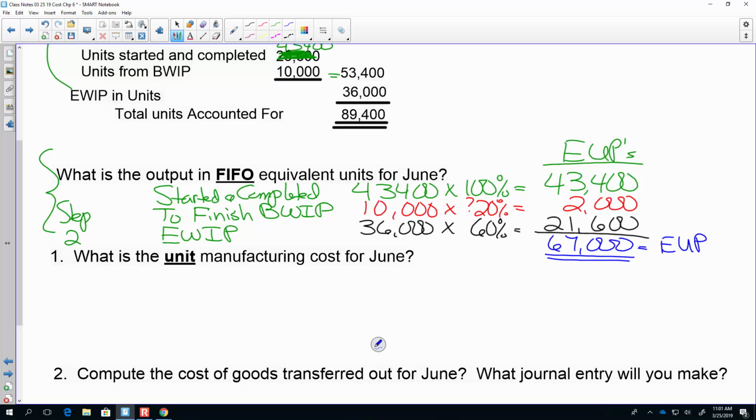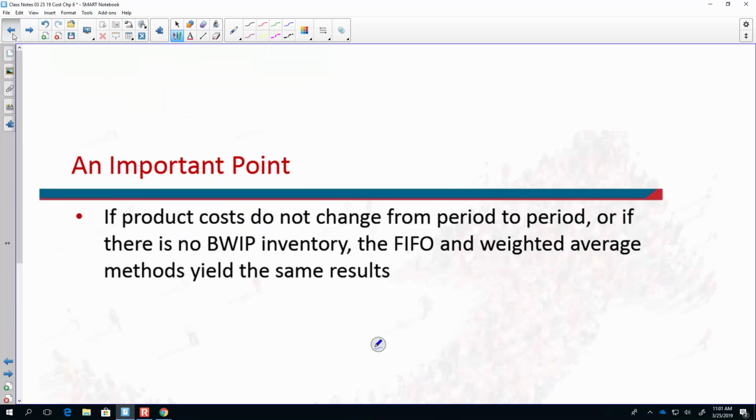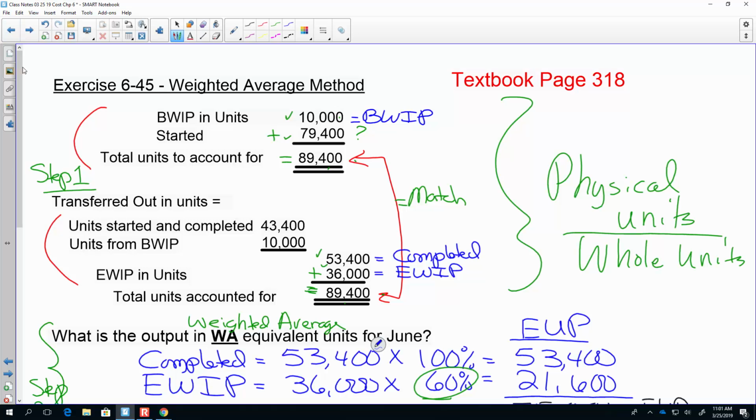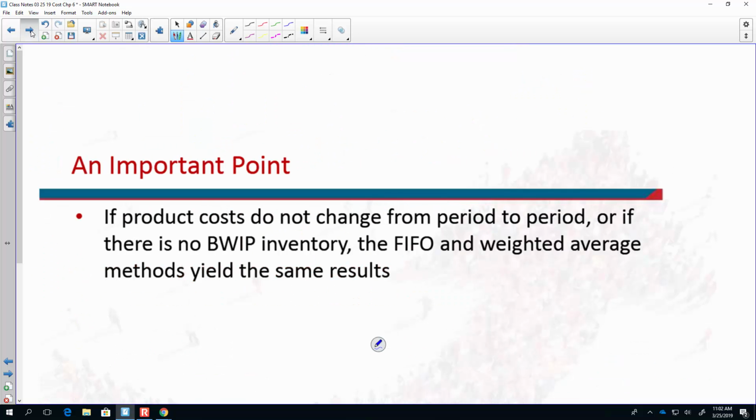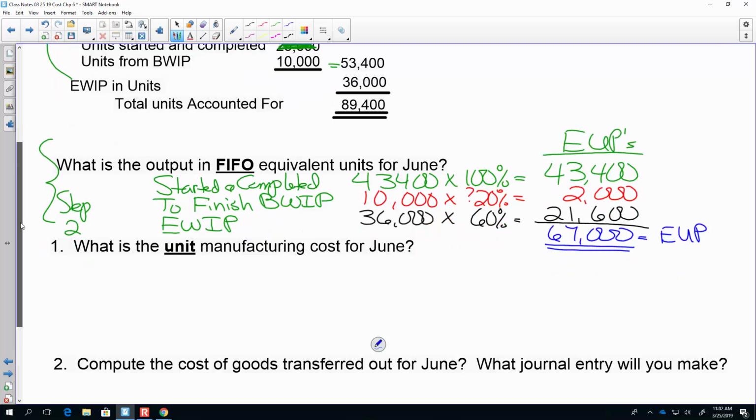67,000. What did we have under the weighted average method? 75, didn't we? In step 2? Yep. But remember, to get to the 75, that was some of last month's effort, right? That doesn't mean that with weighted average they produced more. It's just that we're mixing beginning with the current. The 67 is actually what was done in the current period, how much effort was completed.